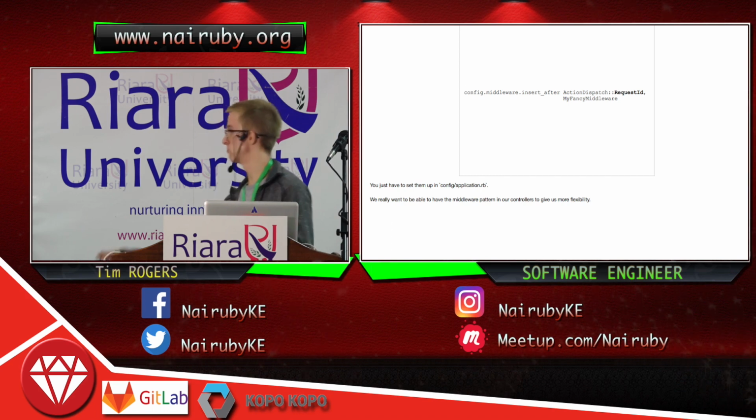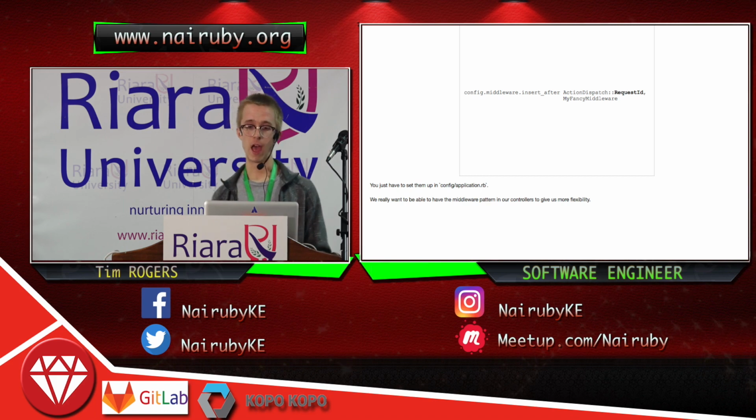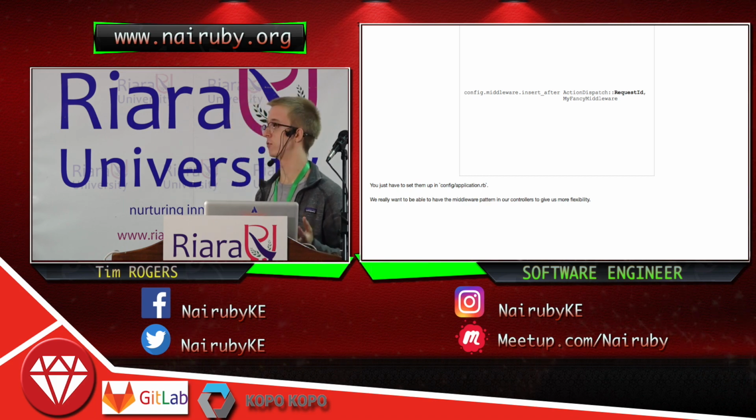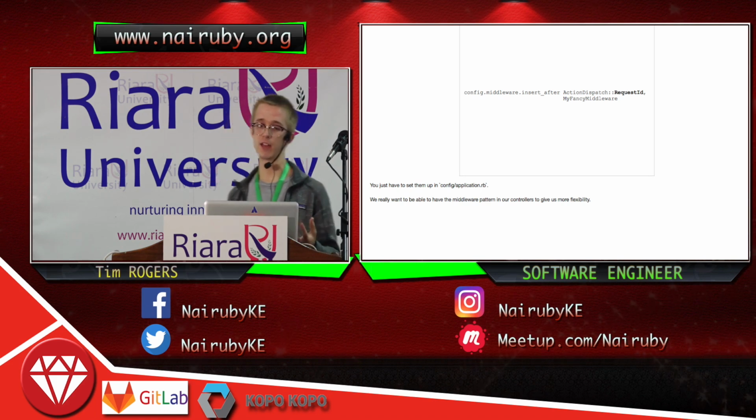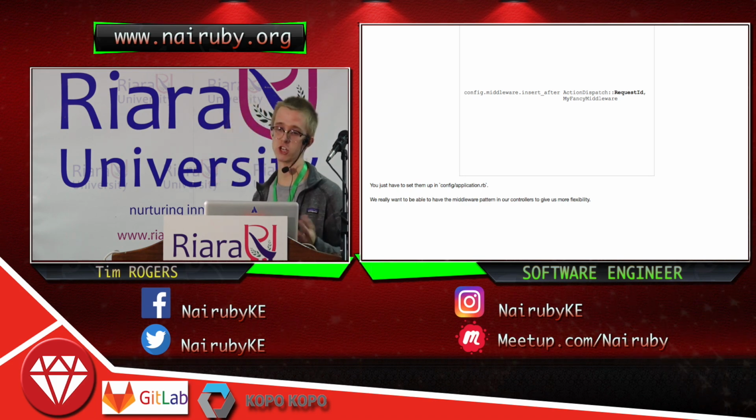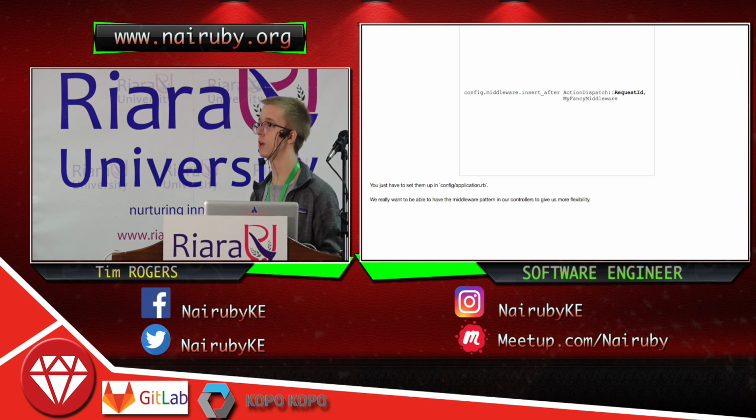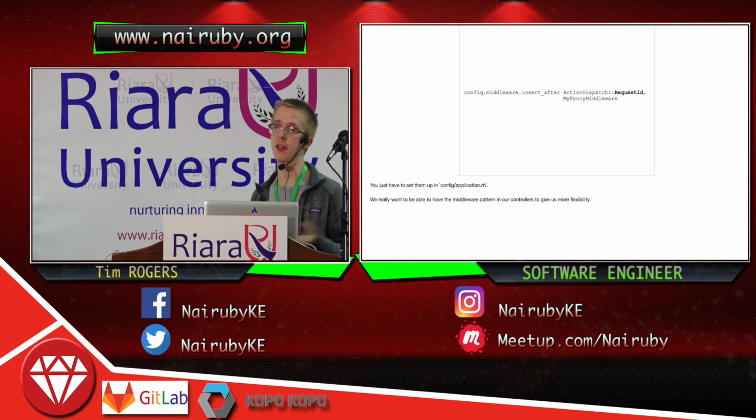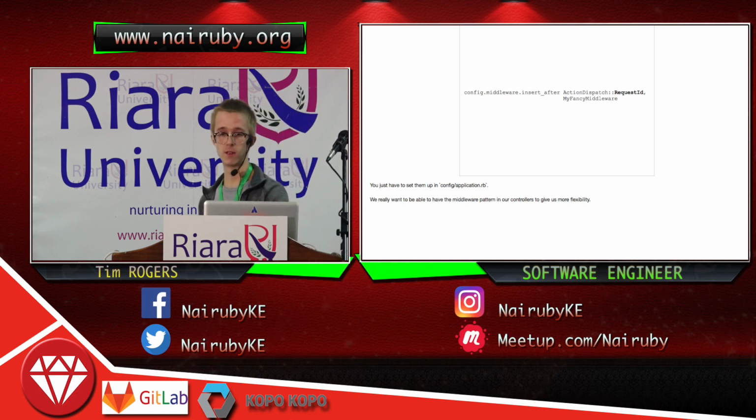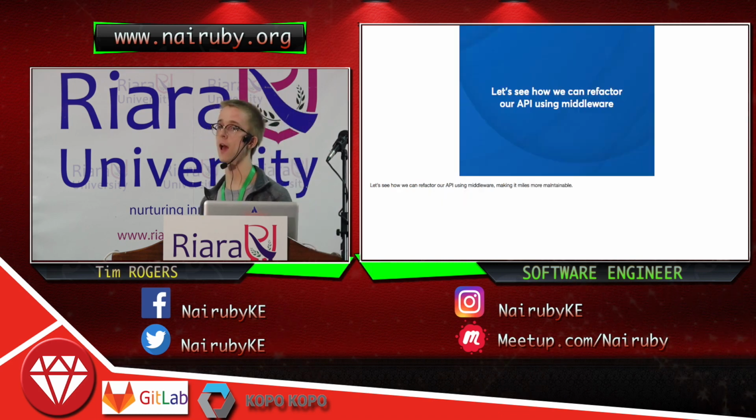Rack middleware actually do roughly what we want. However, Rails doesn't make it easy for us to plug them in on a request-by-request basis. Instead, we have to configure them for our entire application, whereas we really want to have more flexibility. We want to be able to compose flexible chains of middleware for different jobs. We don't want to be forced to use the same ones in every single request. So let's see how we can refactor our API using the middleware pattern.